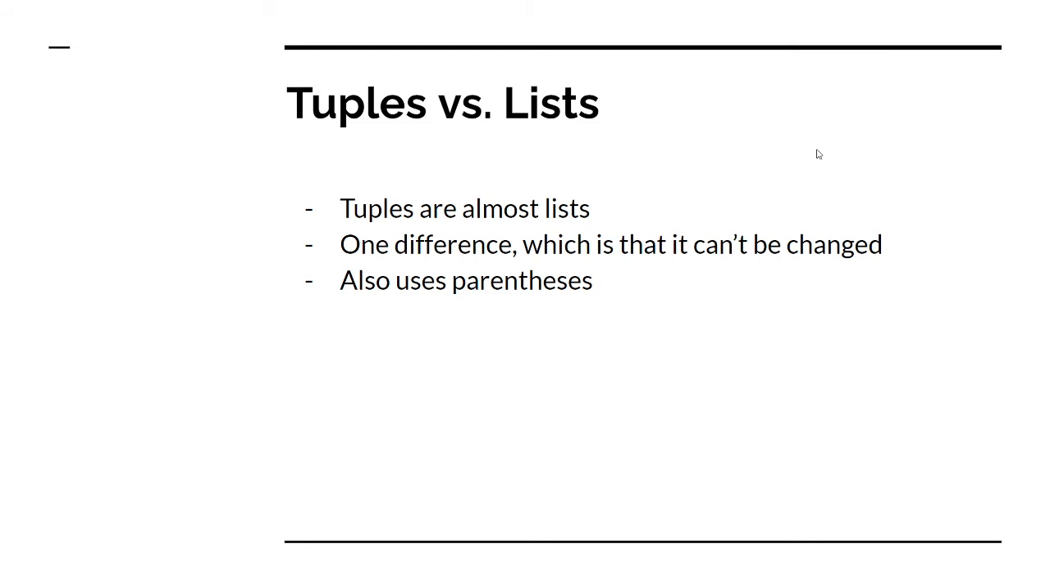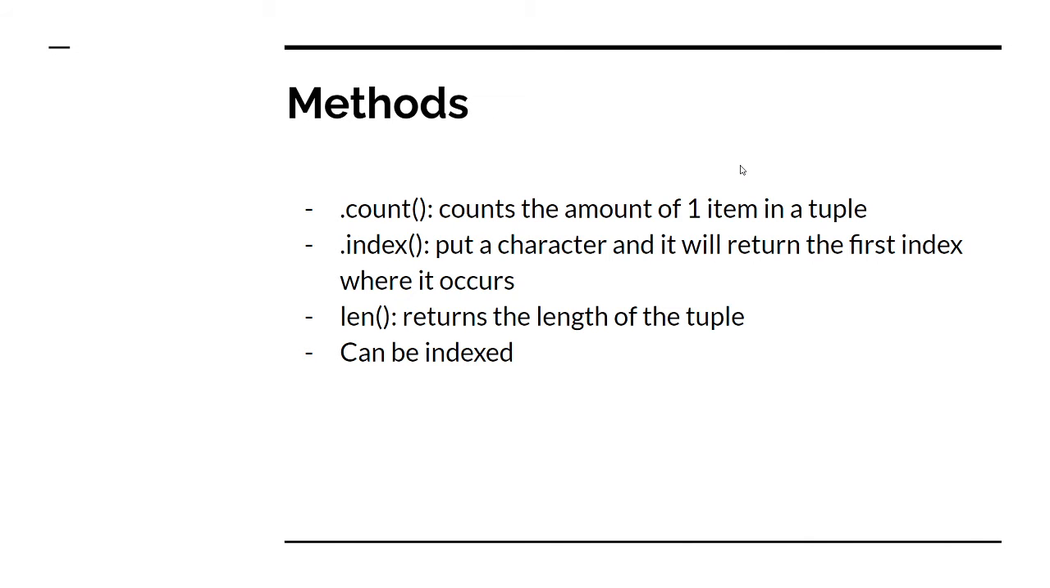So, what methods do tuples have? Tuples have the dot count method, which counts the amount of an item in a tuple. It also has the dot index method, where you can put a character and it will return the first index where it occurs. It has the len method, which returns the length of a tuple, and you can index it.